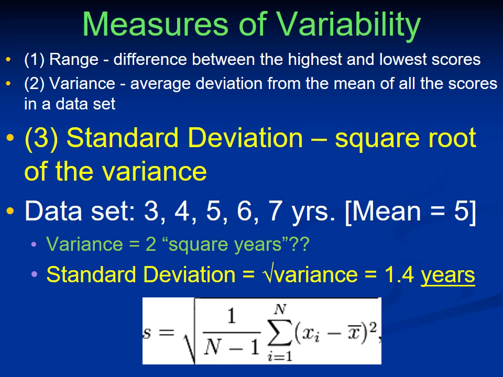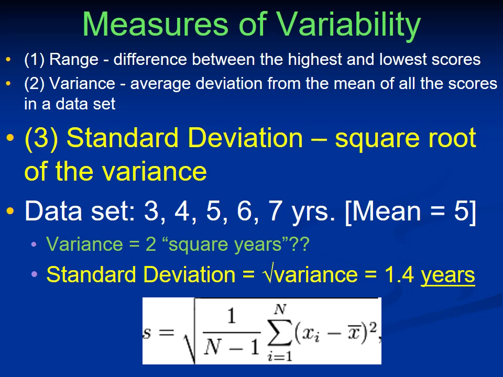So how do scientists solve this problem? Well, they solve the problem by taking the square root of the variance, because that then can be stated in terms of the original unit of measurement rather than the unit of measurement squared, okay? And the square root of the variance is called standard deviation. That's what standard deviation is.